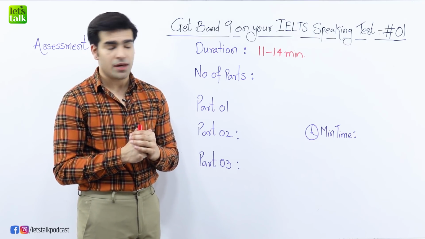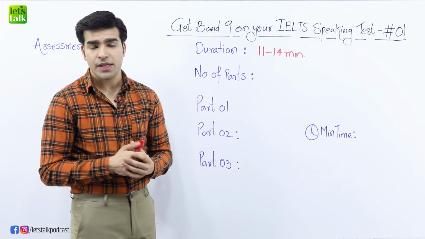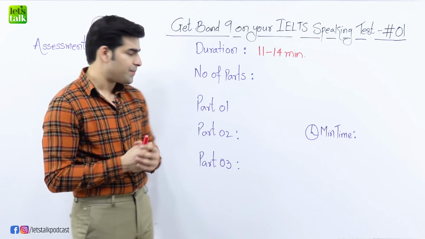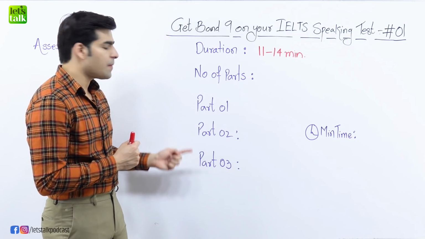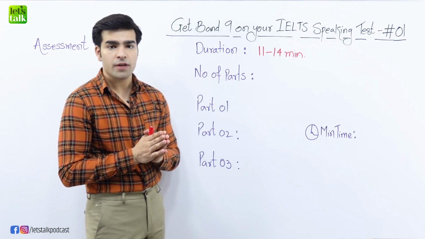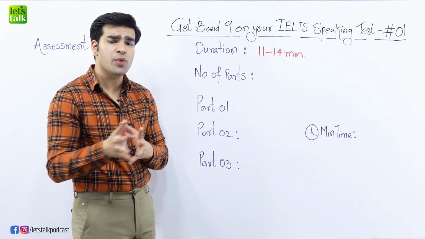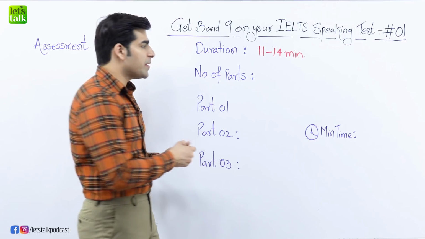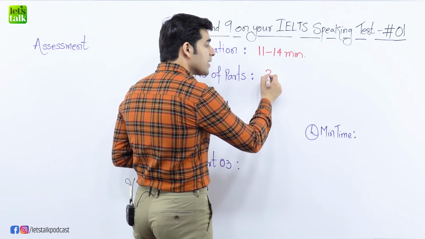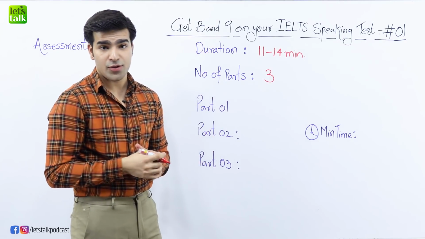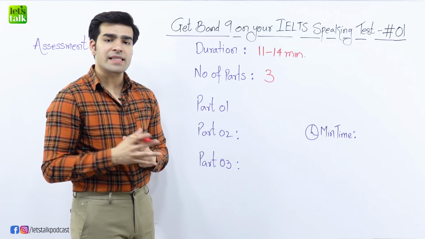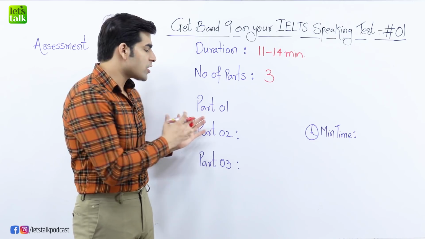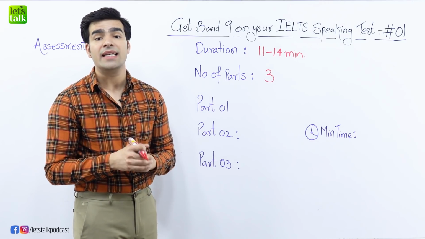Let's come to the next part: the number of parts. There are a total of 3 parts on the IELTS speaking test: Part 1, Part 2, Part 3. In a little while, we will understand what Parts 1, 2 and 3 are all about. But the basic information is, how many parts? 3 parts in total, absolutely. Let us now talk about what each of these 3 parts is about in detail.